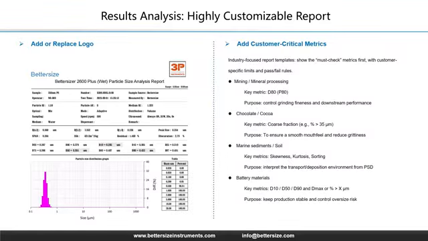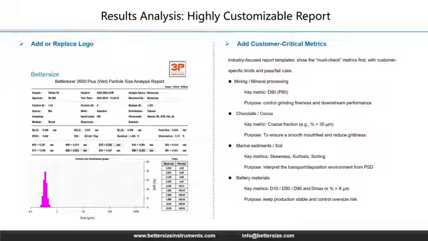A mining engineer controlling a grinding circuit does not care about mean diameter. They need the D80 or P80 to ensure liberation efficiency. A chocolate manufacturer needs to know the fraction above 35 microns, as this specific coarse tail determines whether the product feels smooth or gritty in the mouth.